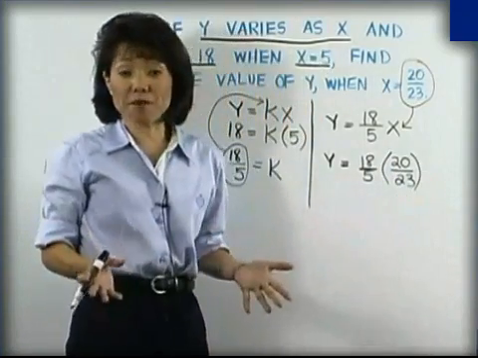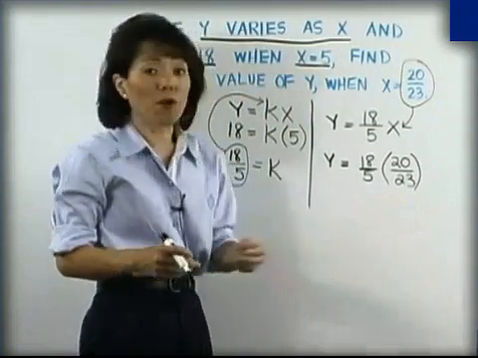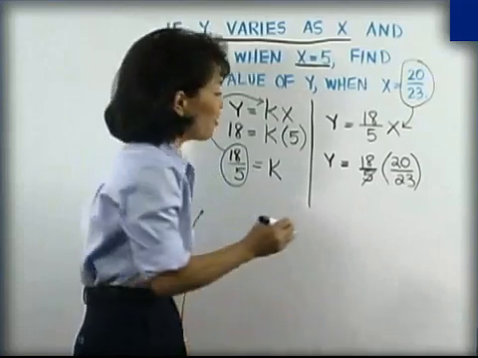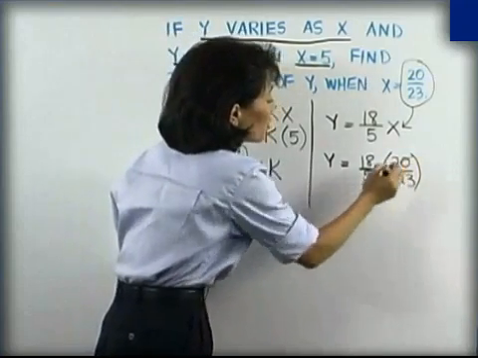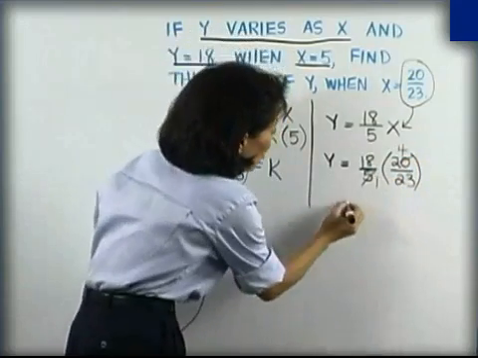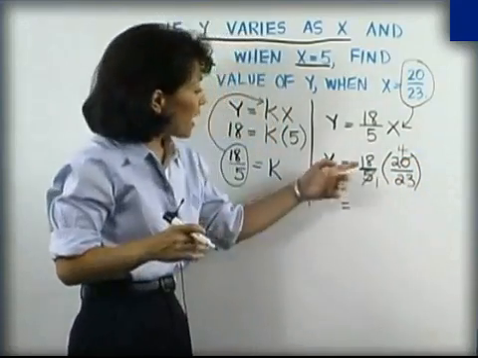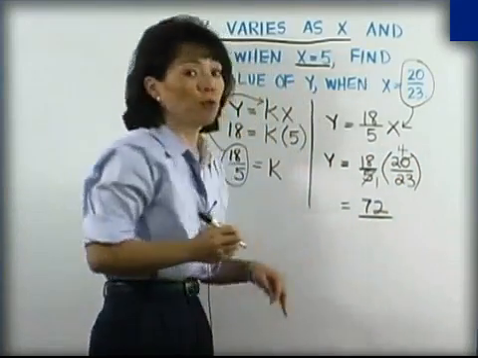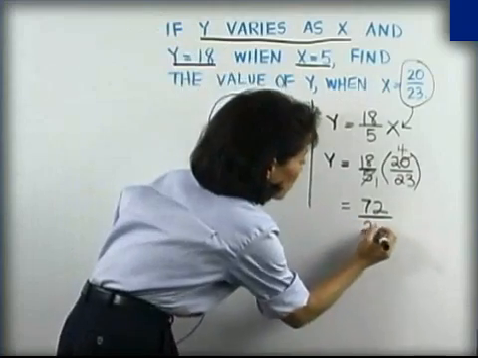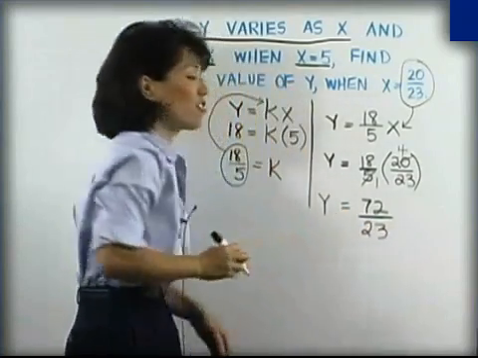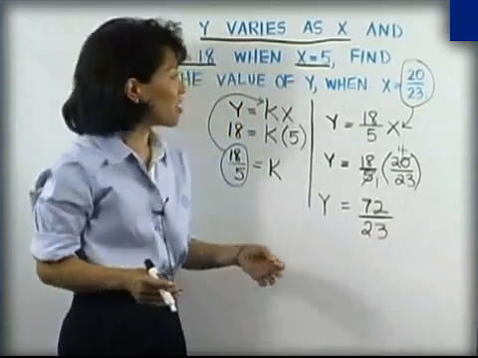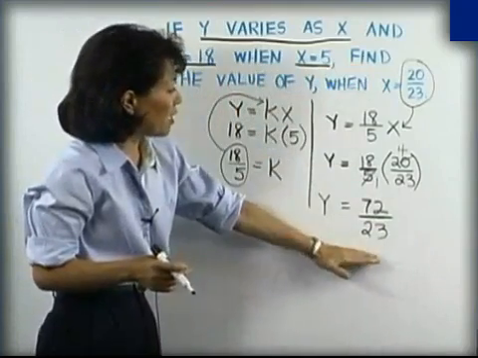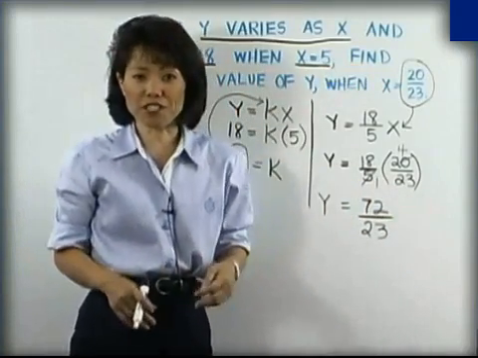Now again, this boils down to some basic arithmetic. In this case, we're multiplying some fractions. So let's go ahead and divide out common factors. 5 goes into 5 one time. 5 goes into 20 4 times. So my y value is going to be 18 times 4, or 72, all over 1 times 23, or simply 23. So have we answered the question that was asked? Have we found the value of y? Yes, we did, when x was equal to 20 over 23.